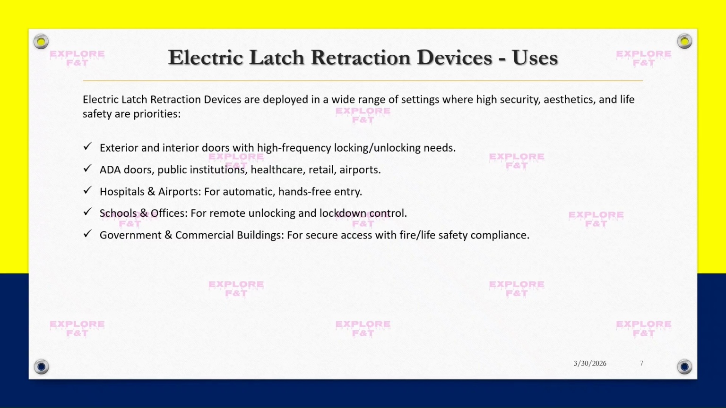Now moving on to the next point. Where are we using this? We are using it for exterior and interior doors with high frequency locking and unlocking needs, where doors are frequently opened and closed. ADA doors, public institutions, healthcare, retail, airports. Okay, hospitals and airports, you can use it there. For automatic hands-free entry you can use this door locking hardware. Schools and offices for remote locking and unlocking and lockdown controls. Government and commercial buildings for secure access and fire life safety compliance, you can use this. Okay.